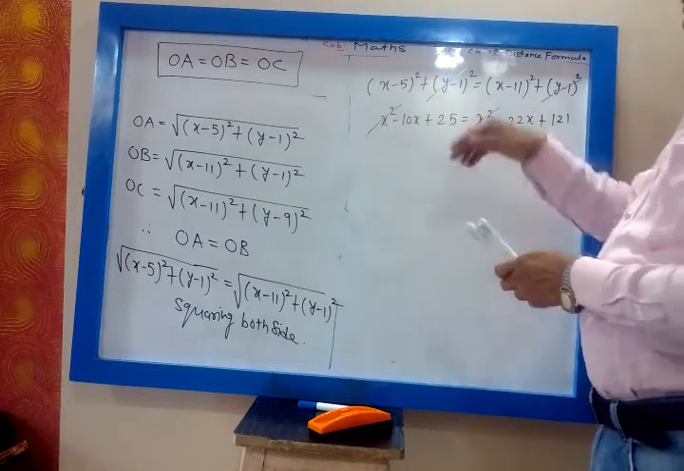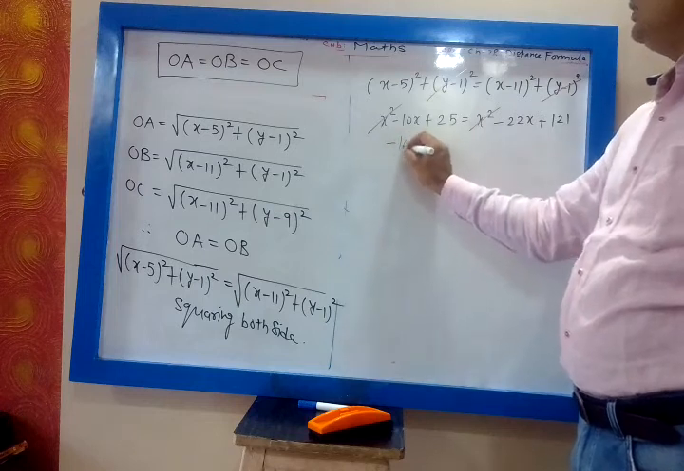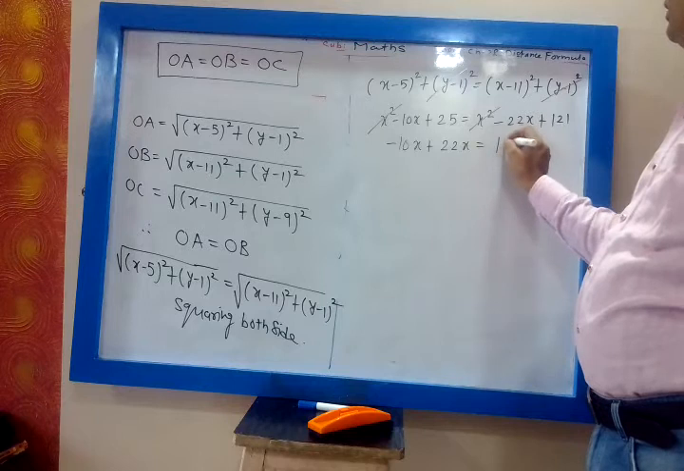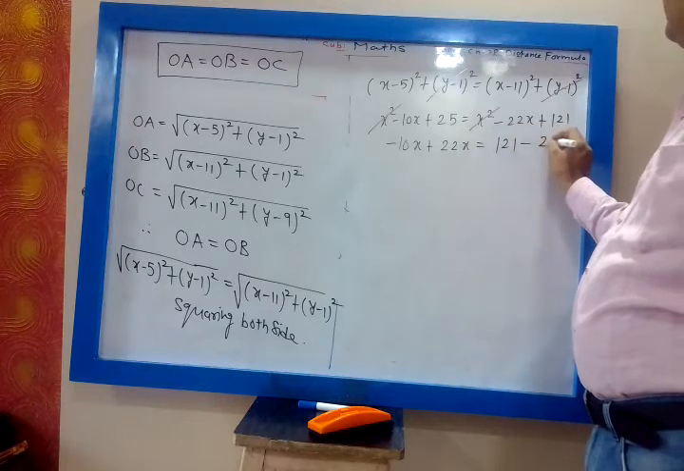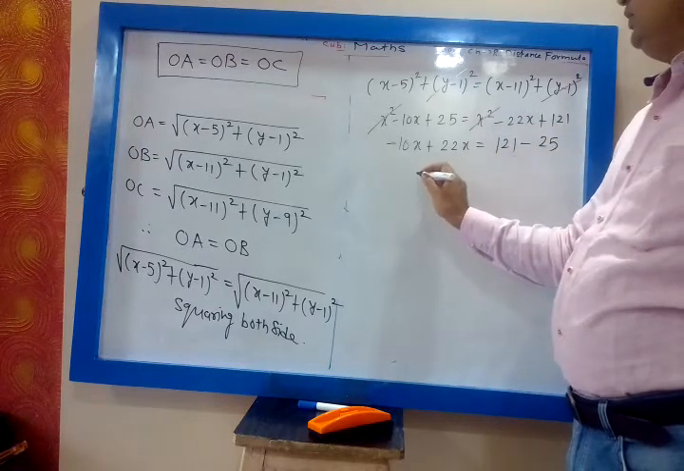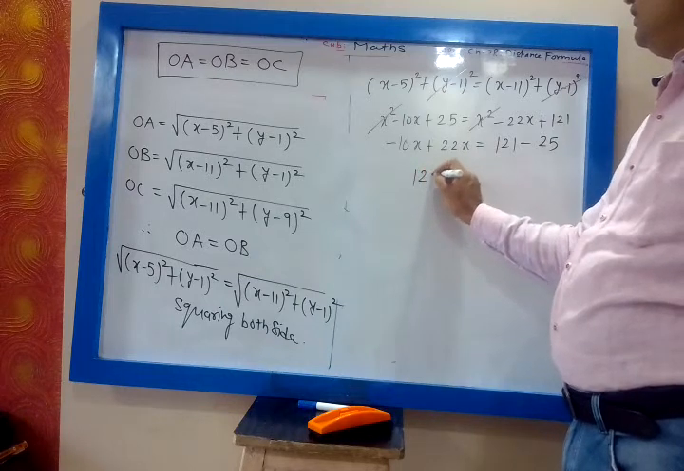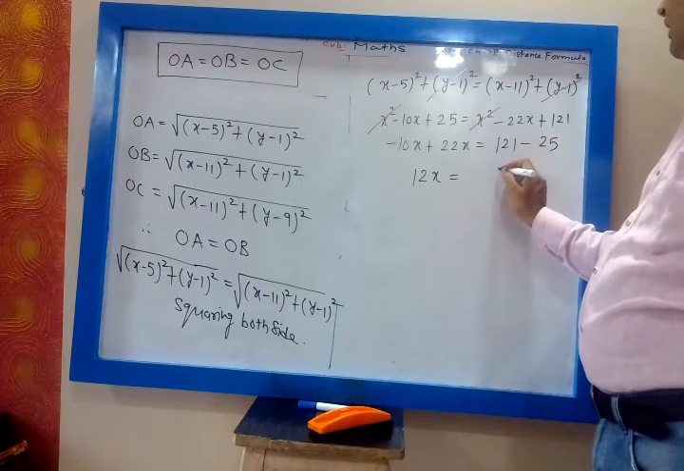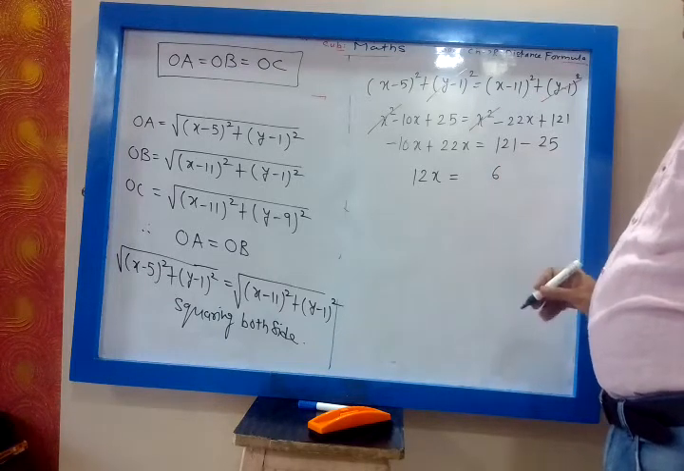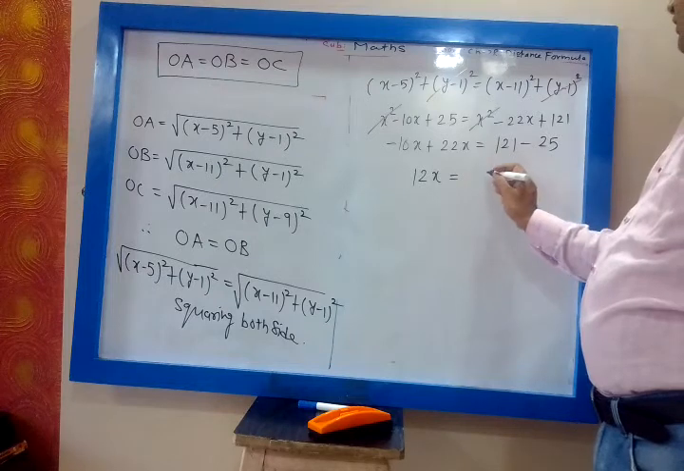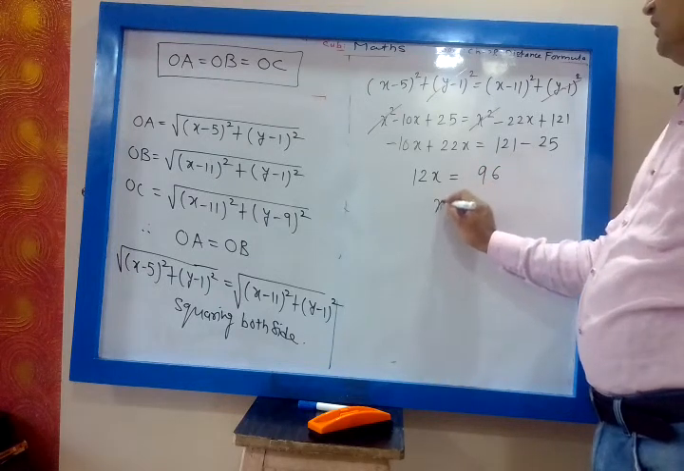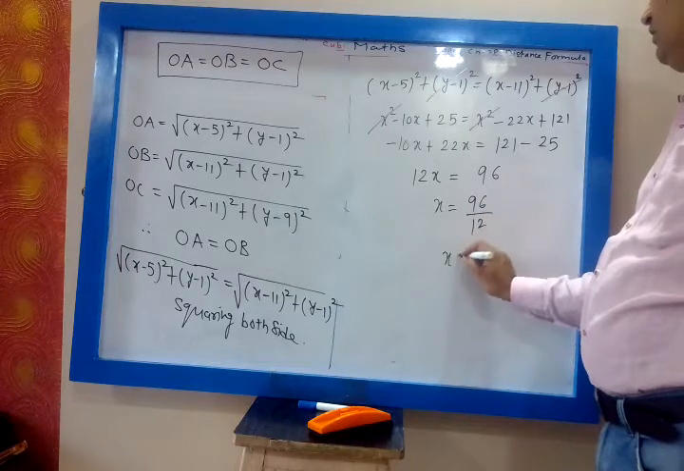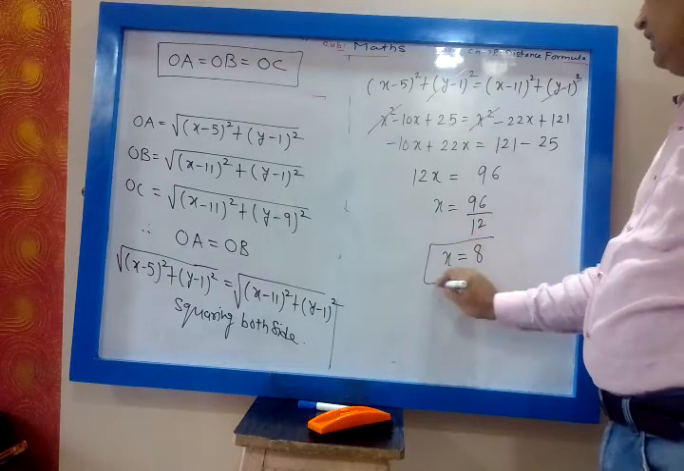Now take 22x to that side. So minus 10x plus 22x is equal to 121 minus 25. So 22 minus 10 is 12x. 12x is equal to 121 minus 25, which is 96. Clear? So x is equal to 96 upon 12. So x is equal to 8. Okay, x is equal to 8.